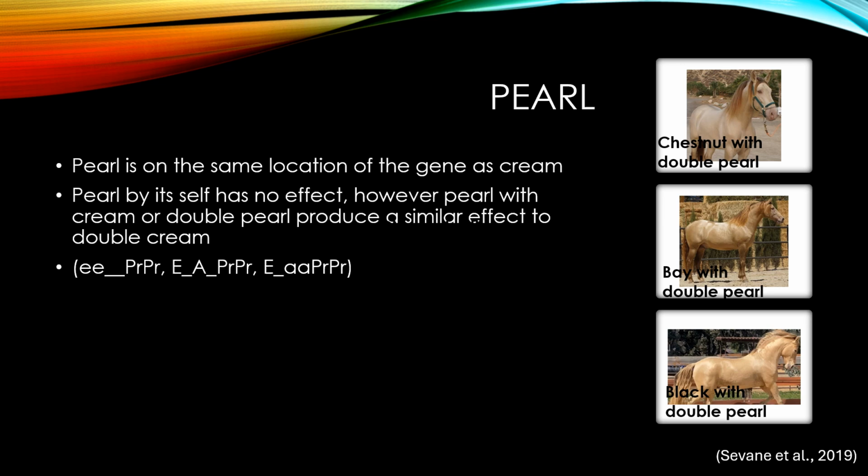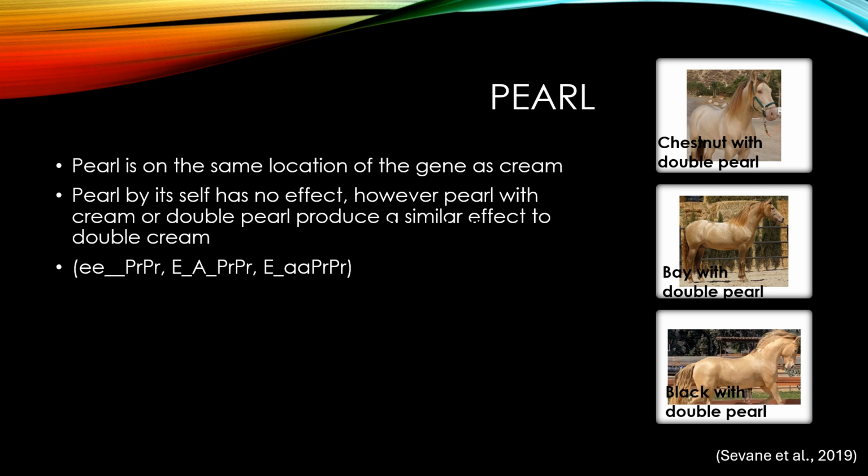Pearl is the next dilution gene. It's on the same location as cream, so a horse can't have 2 copies of pearl and 2 copies of cream. It can only have a total of 2 of both genes combined. So pearl by itself has no effect, but either pearl with cream or double pearl can produce similar effects to double cream.